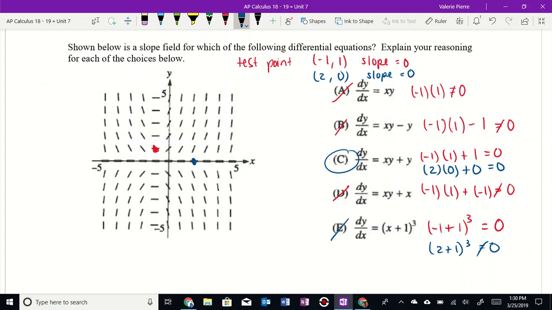Okay, so when given a slope field, you really want to just check for some test points. And unless it tells you that a point slope is 1 or 2 or whatever, the easiest test points to find are the zeros because they're the horizontals. So if you find a 0 test point, check it out, see if it works. If there are multiples that work, check another test point, see if that works.